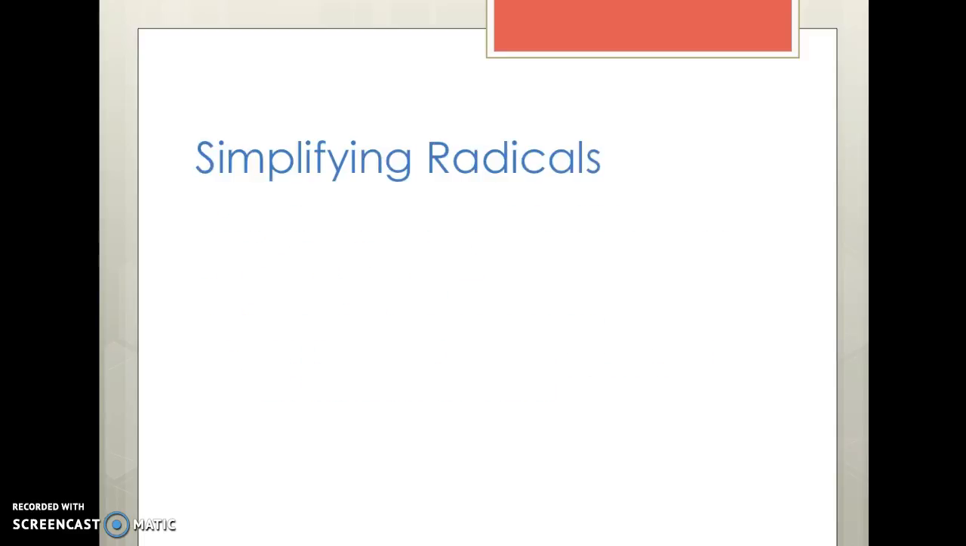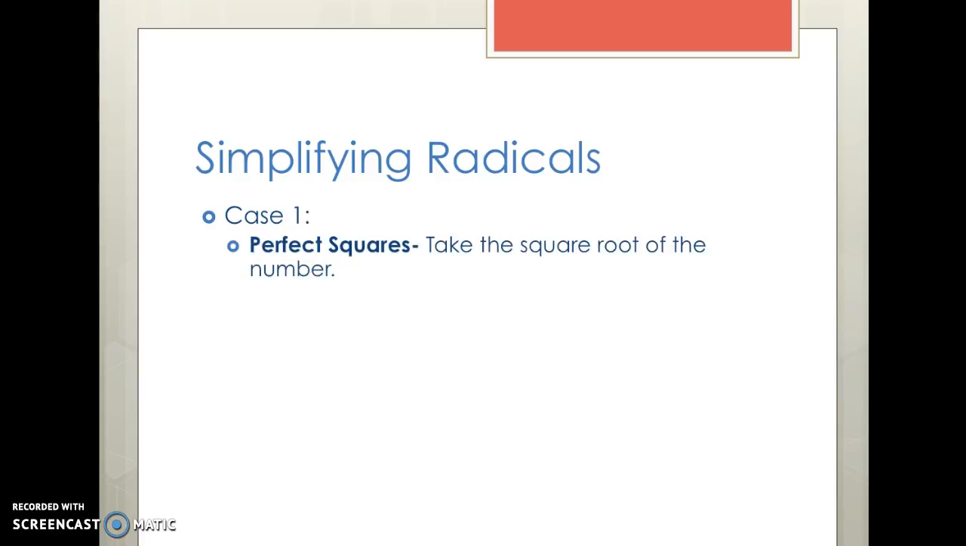So let's next move on to simplifying radicals. So we have two different cases here. Case 1, if we have perfect squares, we're going to take the square root of the number.